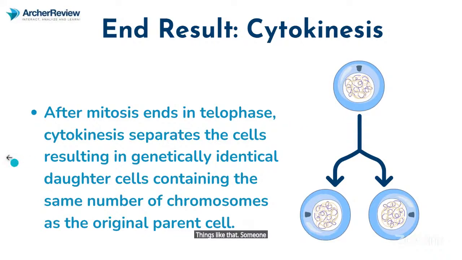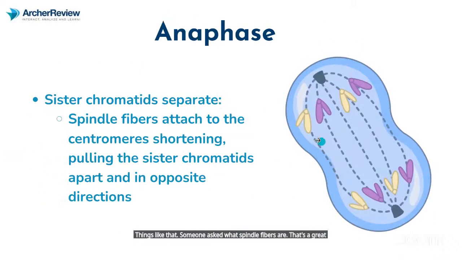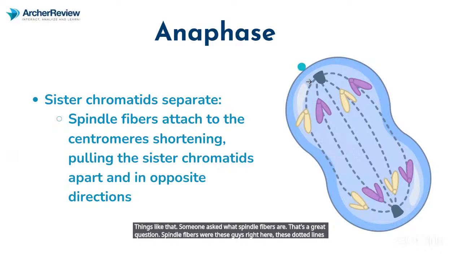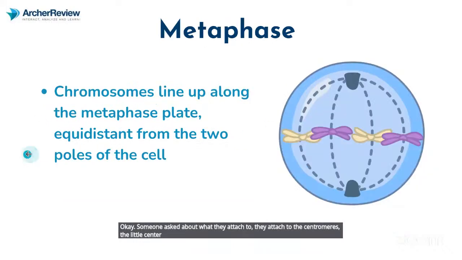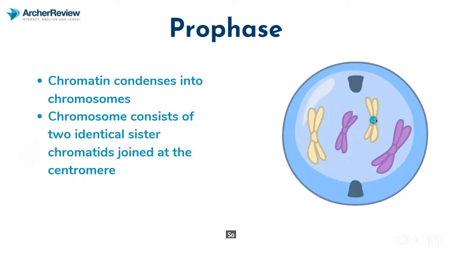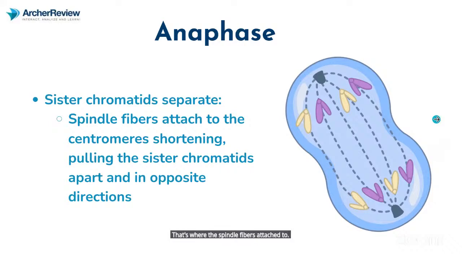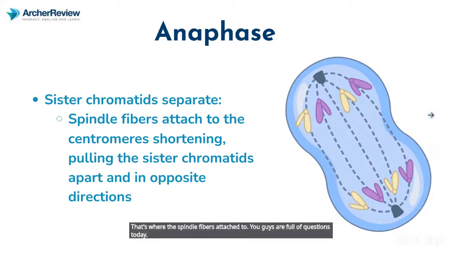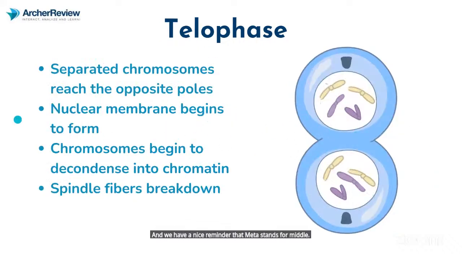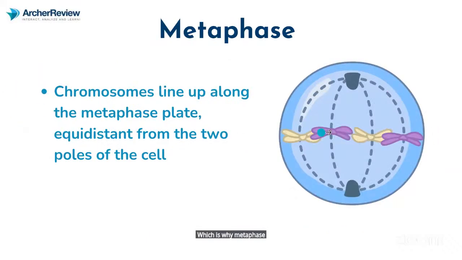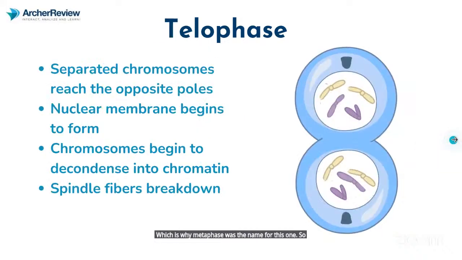Someone asked what spindle fibers are. That's a great question. Spindle fibers were these guys right here, these dotted lines that pulled the chromosomes apart. Someone asked about what they attach to. They attach to the centromeres, the little center things that are holding the sister chromatids together. That's what the spindle fibers attach to. You guys are full of questions today. And we have a nice reminder that meta stands for middle, which is why metaphase was the name for this one. So good observations there as well.